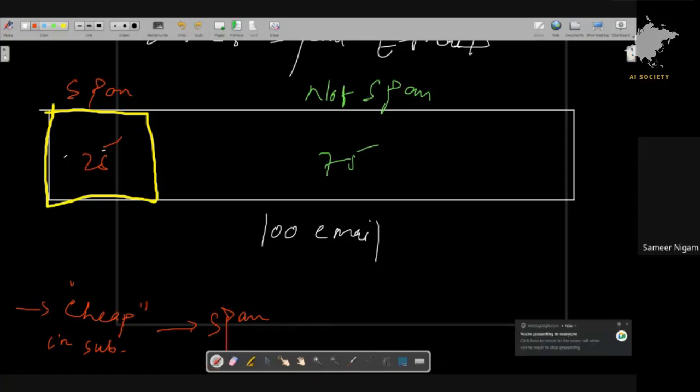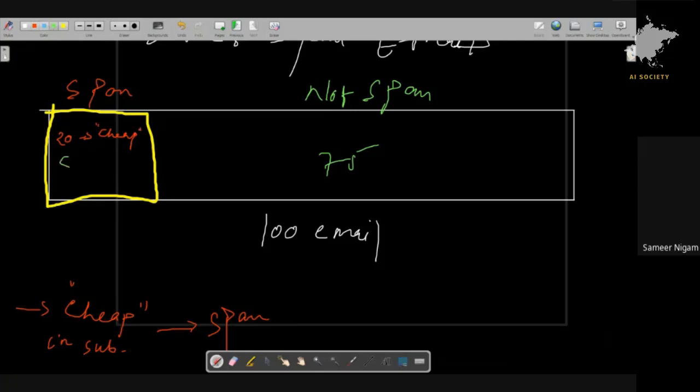Now we look for the word cheap in the whole 100 email data set. Out of 25 spam emails, 20 of them are containing the word cheap, let's say. And 5 of them don't have it.